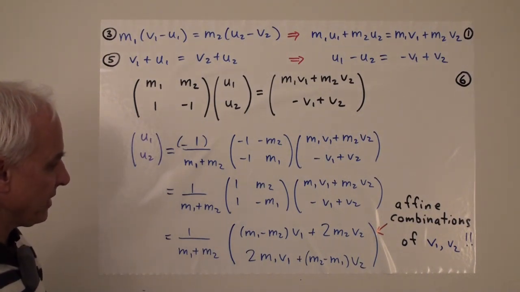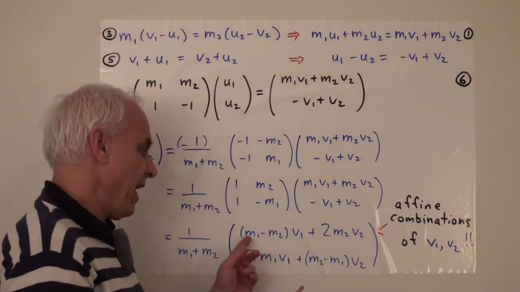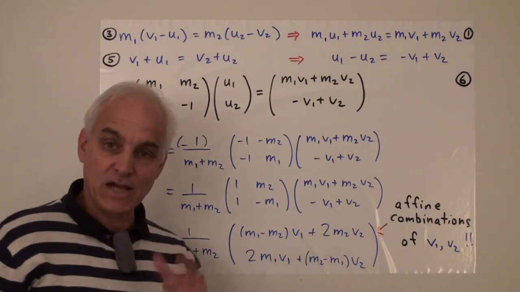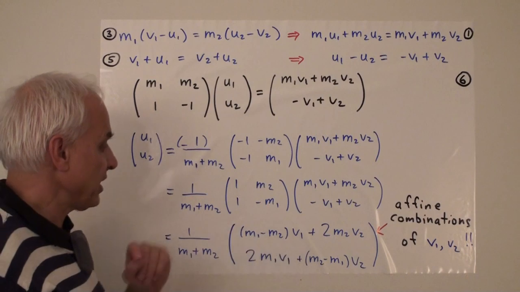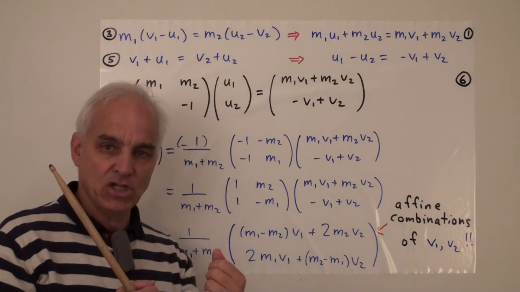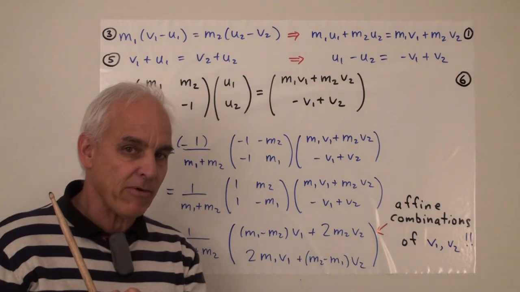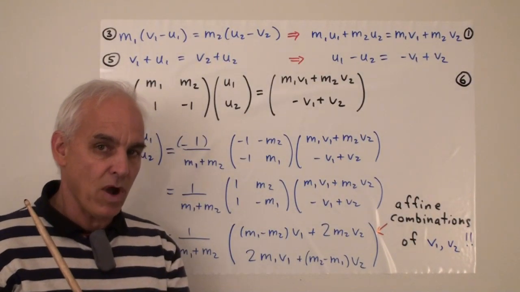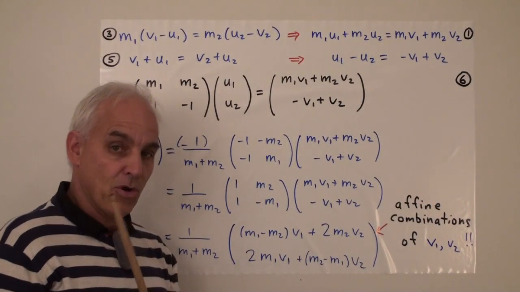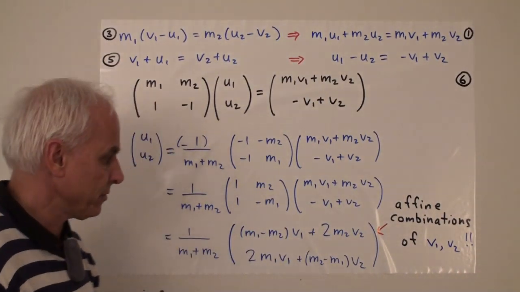Now, notice something here: the sum of the coefficients is m1 plus m2. And if we divide by m1 plus m2, then the sum of the coefficients is actually 1. So this is an expression telling us that u1 is a particular affine combination of v1 and v2. You may remember a convex linear combination is when the coefficients add up to 1, but they're not necessarily between 0 and 1. That depends on the relative values of m1 and m2 here.